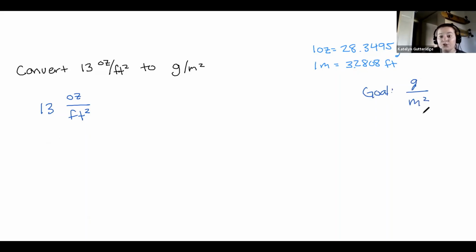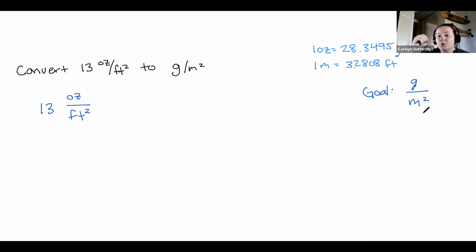So in your table, you should be looking for conversion factors that contain ounces, grams, feet, and meters. If they don't contain one of those 4 units, you don't use that conversion factor. So you should be looking for ounces, grams, feet, meters.